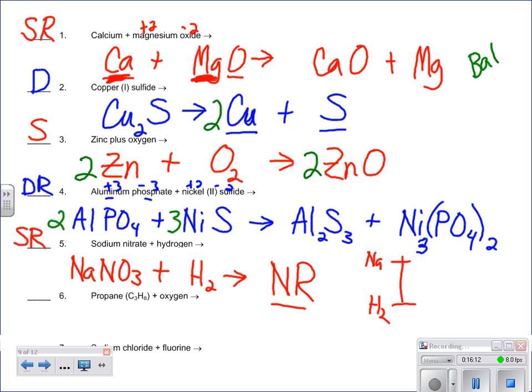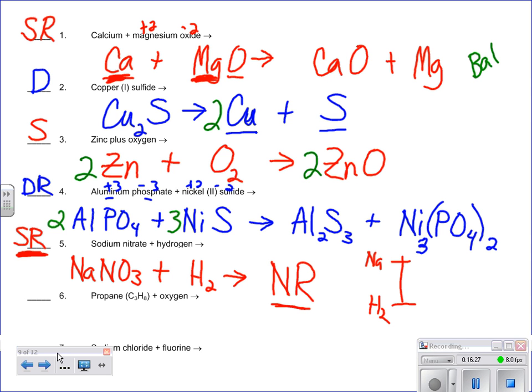Now in a situation like this, I still want to see that it's single replacement. So I still want to see this, but then you can just go ahead and write NR, and of course there's no balancing or anything with that.